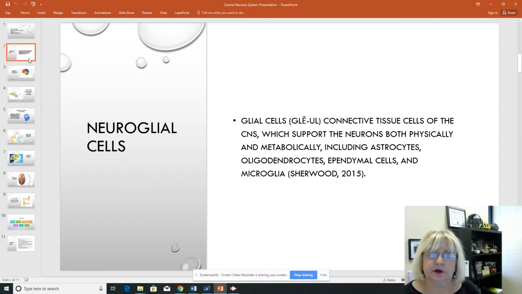Neuroglial cells are often referred to as glial cells. They are the connective tissue cells of the central nervous system, which support the neurons both physically and metabolically, including your astrocytes, oligodendrocytes, ependymal cells, and the microglia.